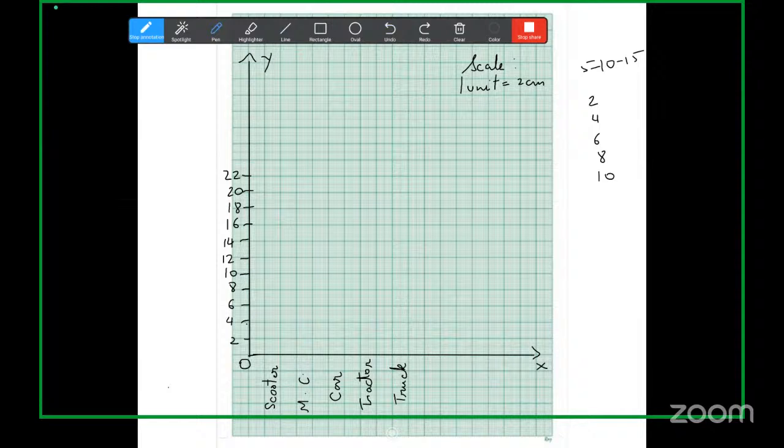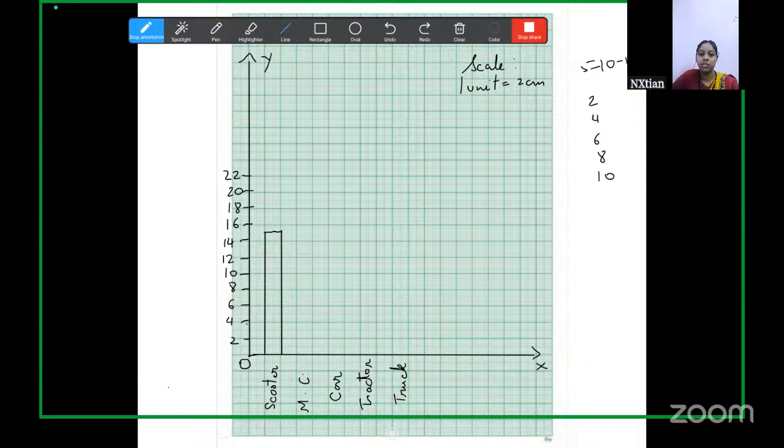Ma'am, 16 and 18 or 14 and 16? Oh, sorry, yeah, 14 and 16. It will be 14 and 16. Now make a bar like this. Make sure we are using sharp pencils, and a scale.